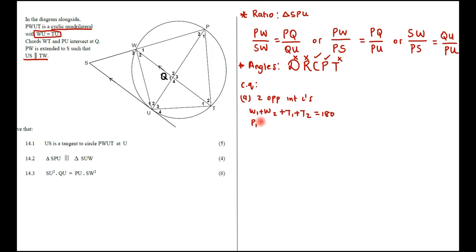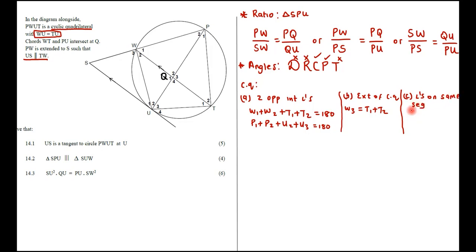And then I have P1 plus P2 plus U2 plus U3 adding up to 180. And the second part, I have exterior angle of the cyclic quad, so this will be W3 equals T1 plus T2. And then thirdly, I have angles on the same segment. So angles on the same segment is W1 equals U3.